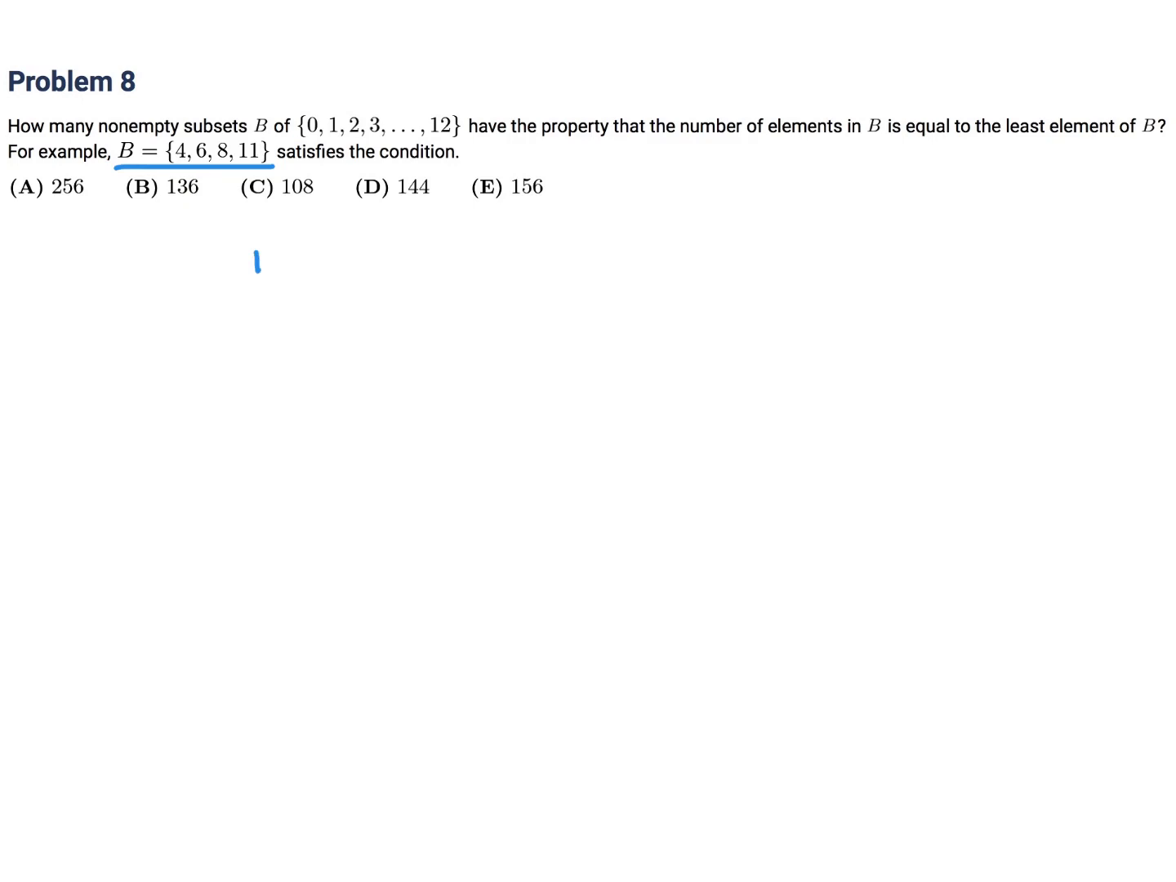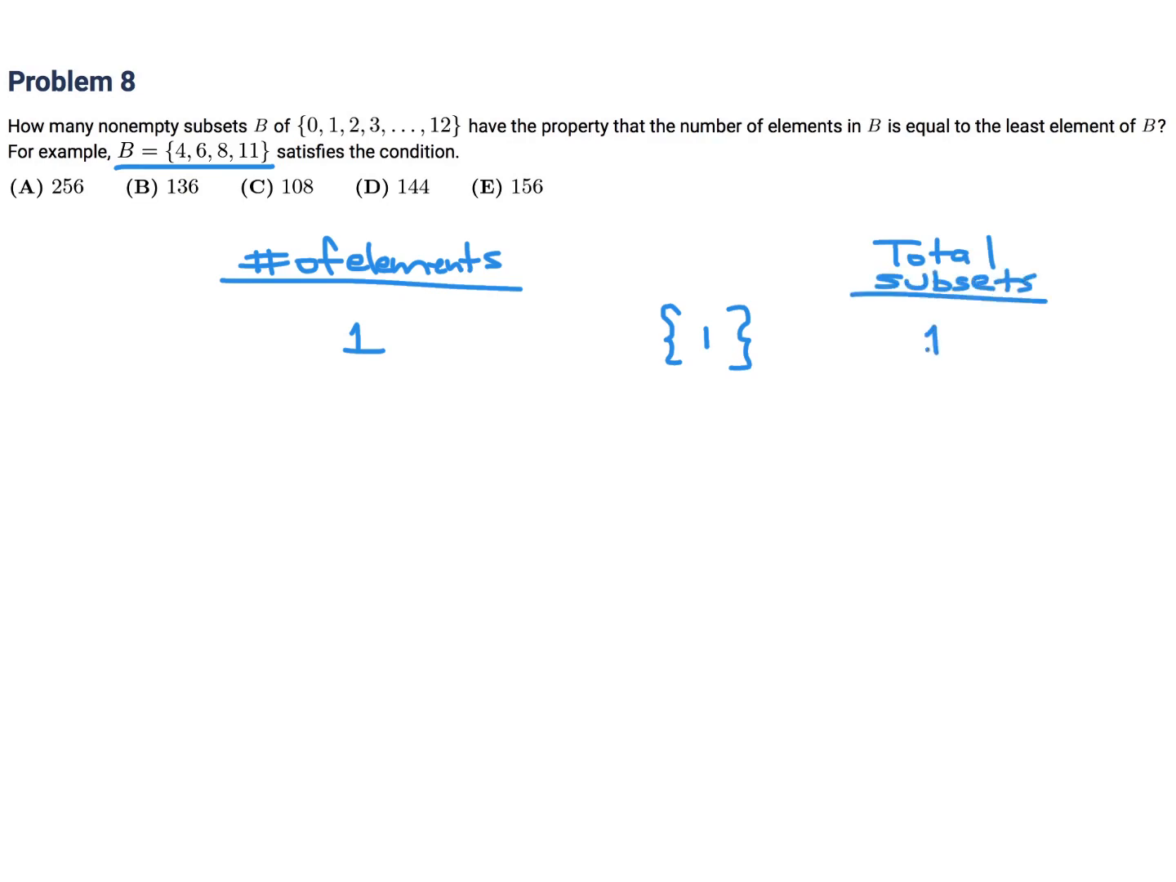So how about we have the number of elements in the subset, and then we'll take it case by case. So let's say the number of elements is 1. So that means that our subset would just be {1}. That's the only possibility. So total subsets, I guess, just 1. Okay. How about if the number of elements is 2?